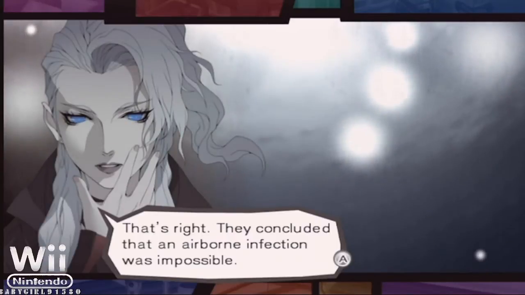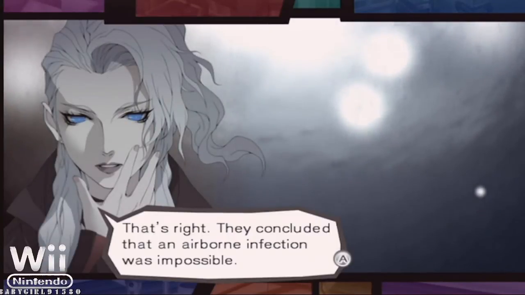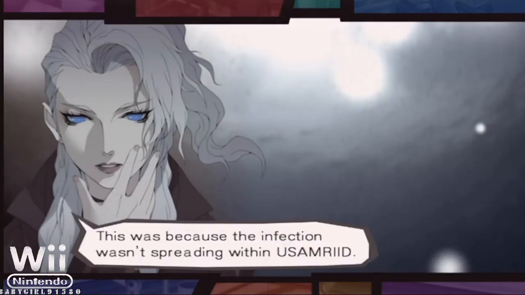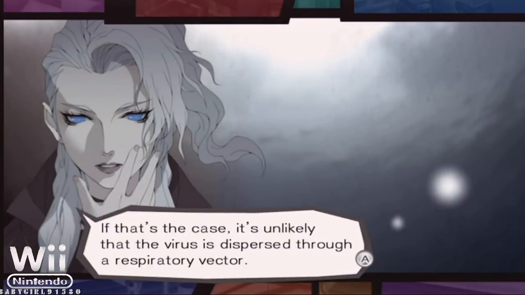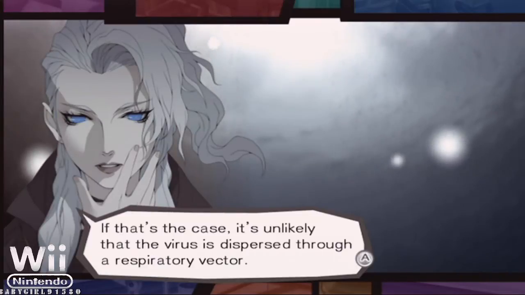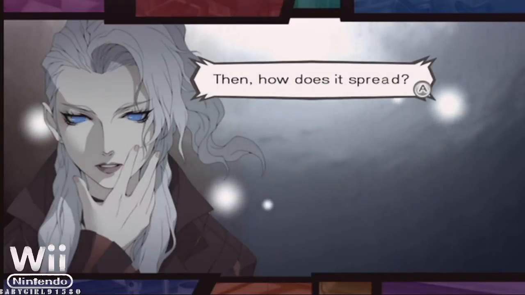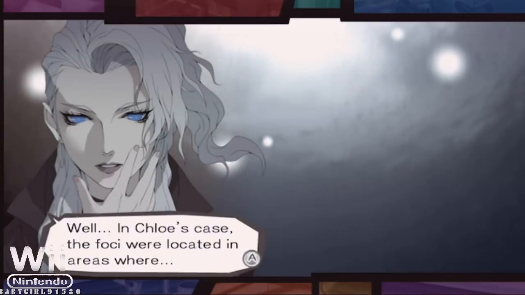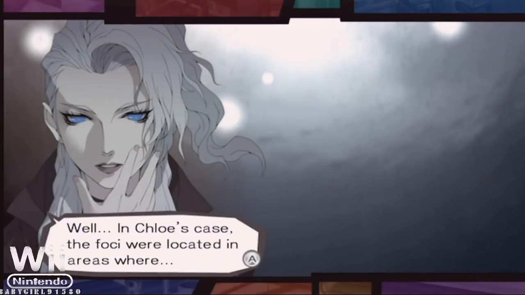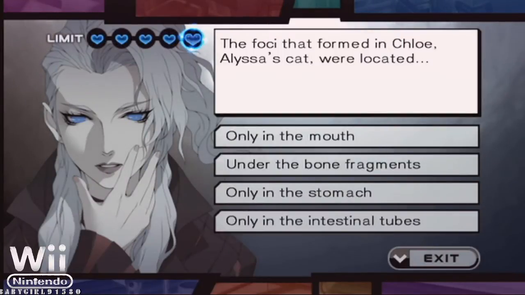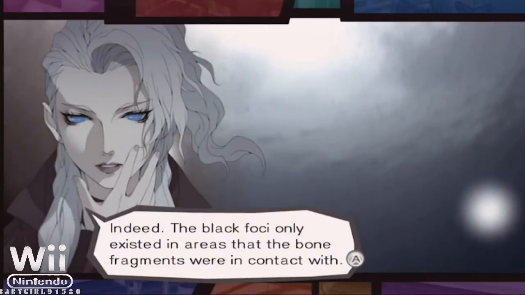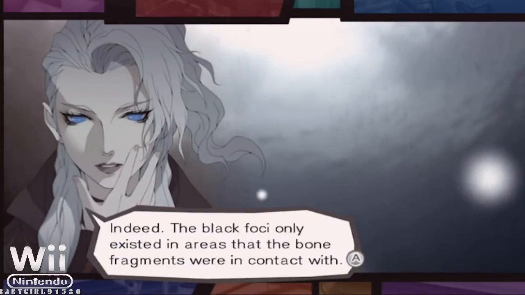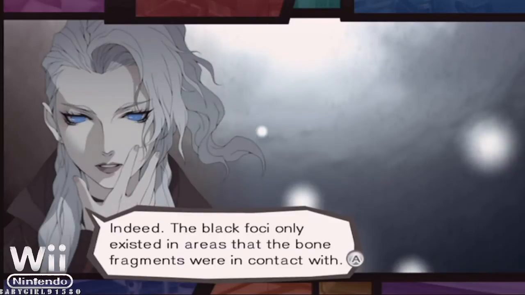That's right. They concluded that an airborne infection was impossible. This was because the infection wasn't spreading within Usamarad. If that's the case, it's unlikely that the virus is dispersed through a respiratory vector. Then how does it spread? Well, in Chloe's case, the foci were located in areas where... Indeed. The black foci only existed in areas that the bone fragments were in contact with.